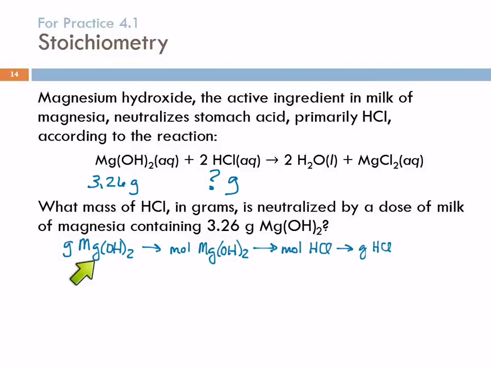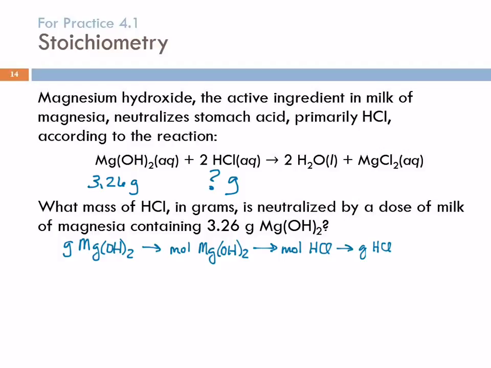In the first step, we're changing the unit. We're changing from grams to moles, but the compound stays the same. In the last step, we're changing from moles to grams. The units are changing, but the compound stays the same. In the middle, the unit is the same, moles, the compounds are different. You can only change one thing at a time. You can't change two things at a time.